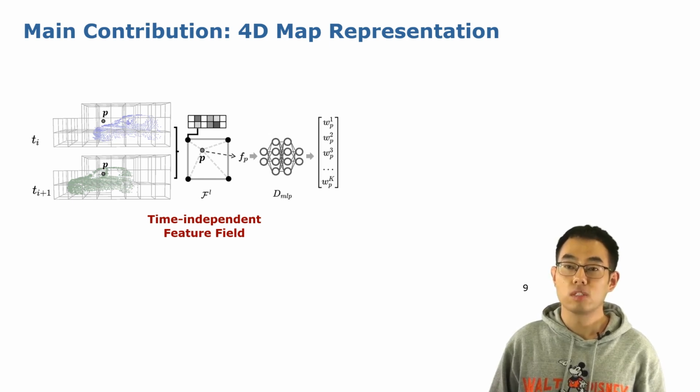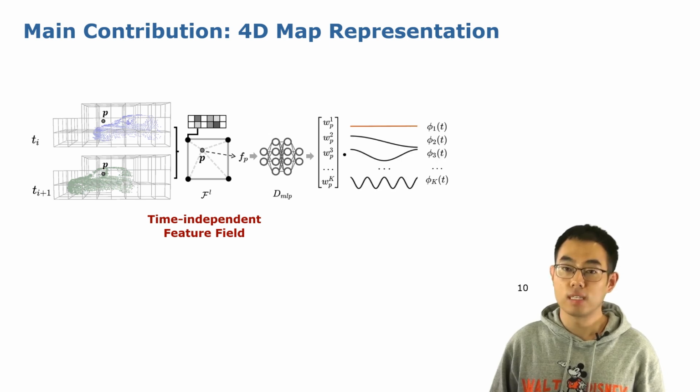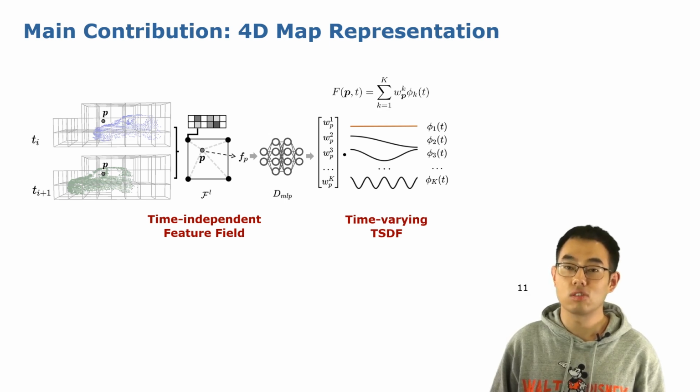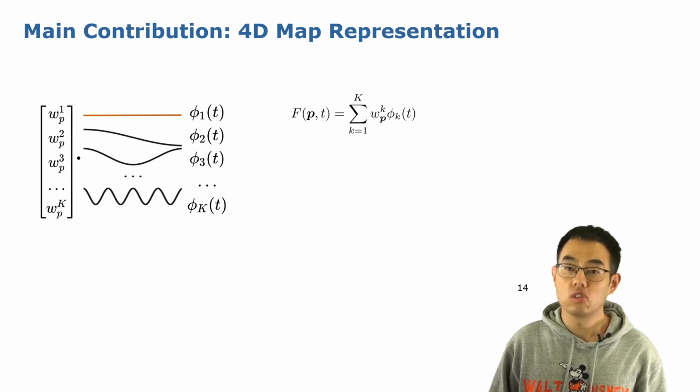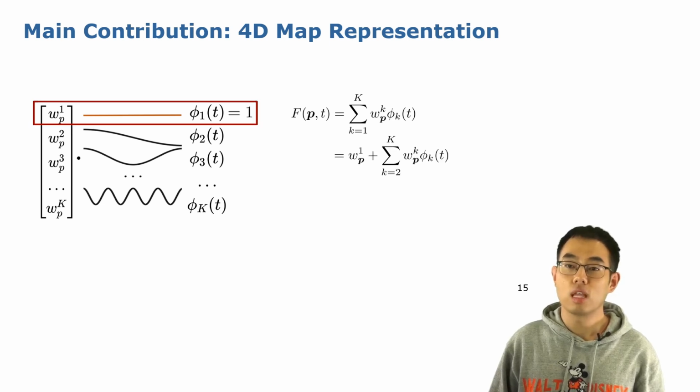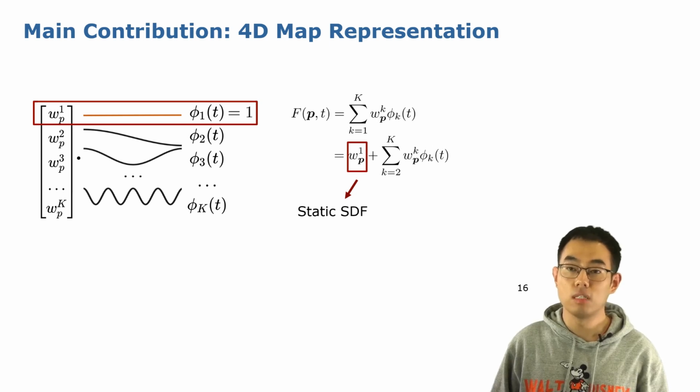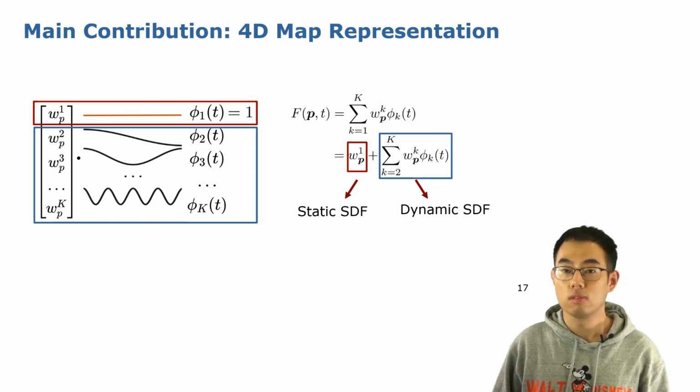We regard the output as the weights of several basis functions. We sum up all the weighted basis functions to obtain a time-varying signed distance function, which can be queried at different time steps to get different values. For the basis functions, we set the first function as a constant 1. In this way, we can decompose the time-varying function into a time-independent static part, which is the first element of the MLP's output, and a time-varying dynamic part.